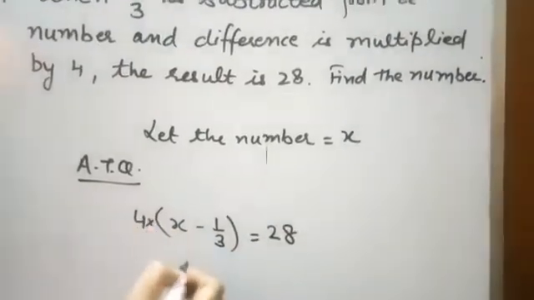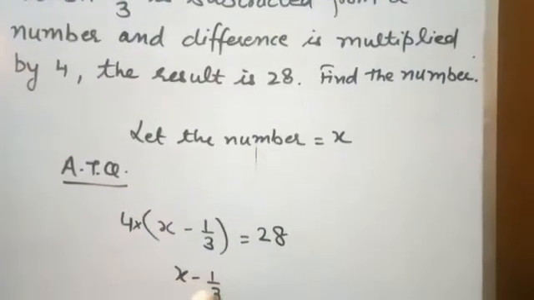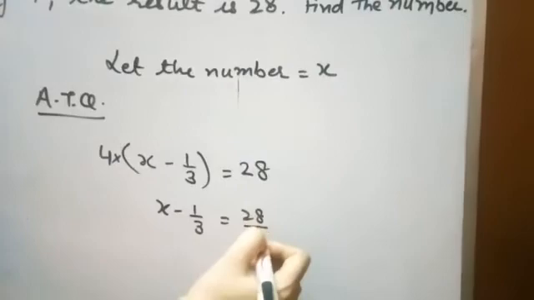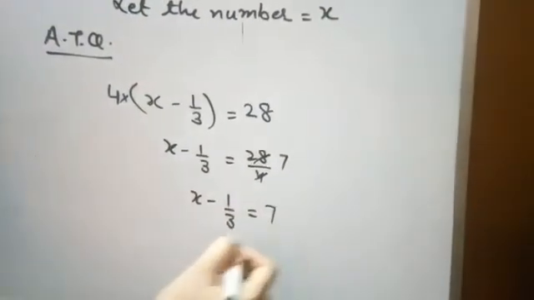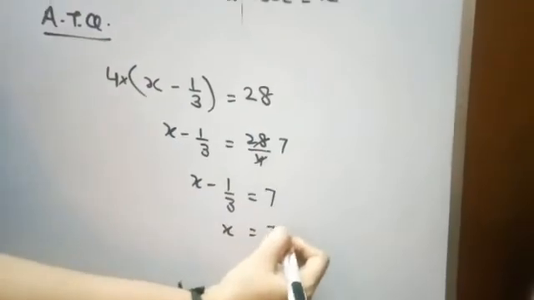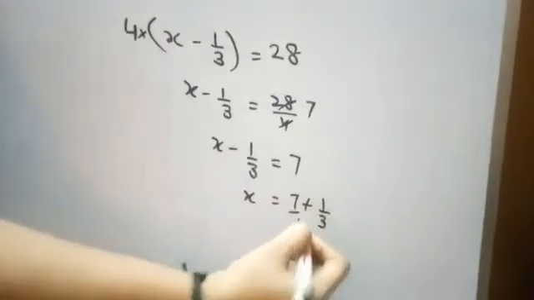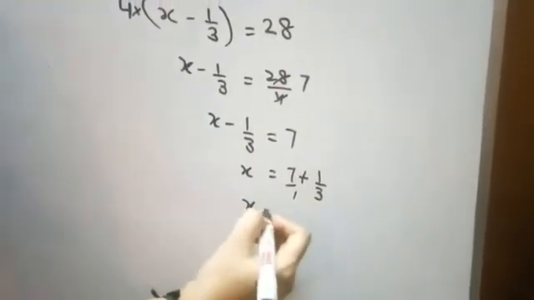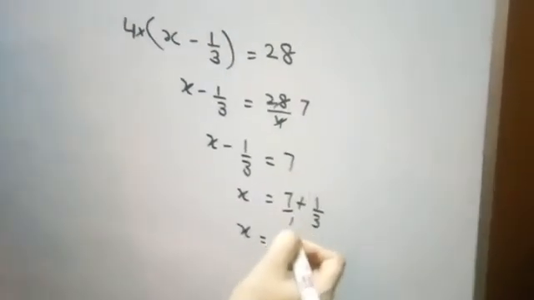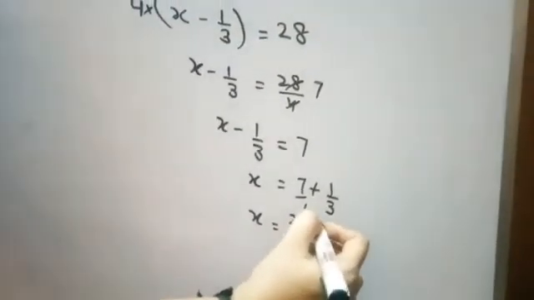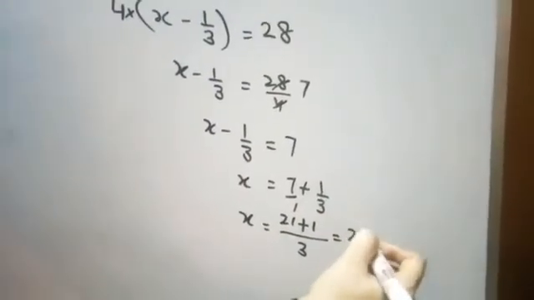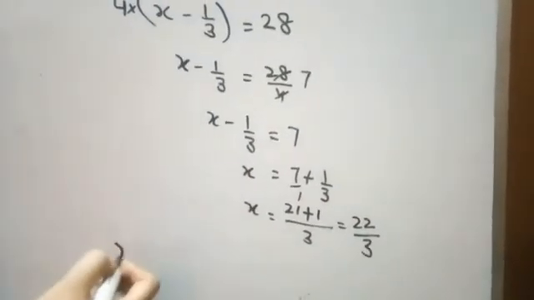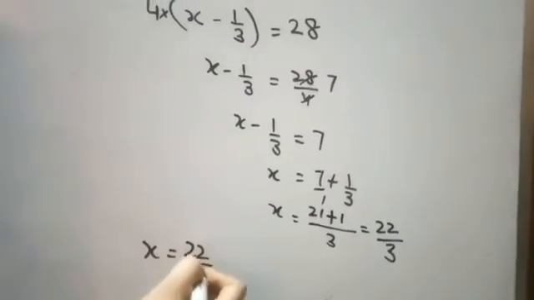Now 4 being multiplied here gets divided over there: 28 by 4, that is 7. x minus 1 by 3 is equal to 7. x is equal to 7 plus 1 by 3, and this is again the addition of fractions, so you have to take the LCM. 3 divided by 1 is 3, multiplied by 3 divided by 3, 1 multiplied by 1, 22 by 3. So the value of x, the number, is 22 by 3.